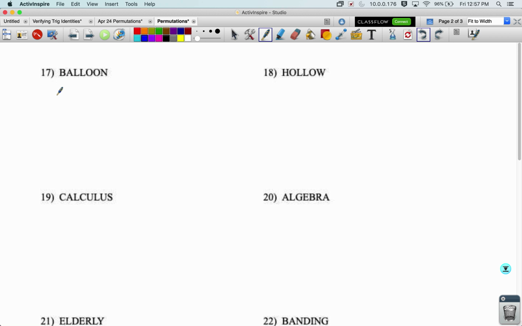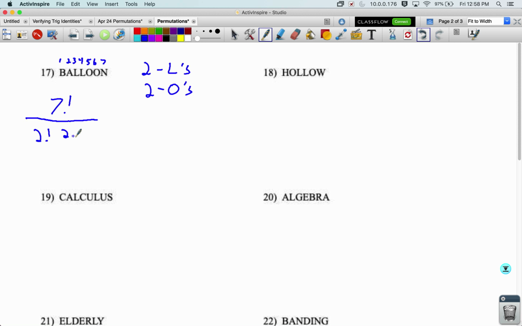So first up, count all the letters. 1, 2, 3, 4, 5, 6, 7. Got 7 letters here. So there are 7 factorial ways to rearrange those. 7 options for the first, 6 options for the second, 5 options for the third, and so on. But now we got to divide away the duplicates. And so I've got 2 L's and I've got 2 O's. So within the 7 factorial, 2 factorial of those will have the L's just in different spots, and that doesn't count as a different word.